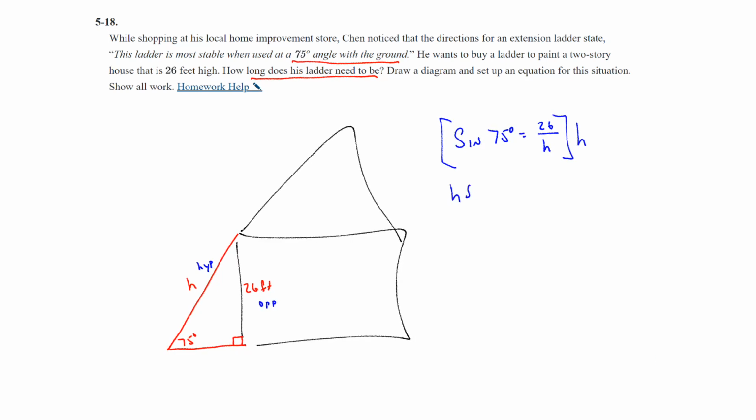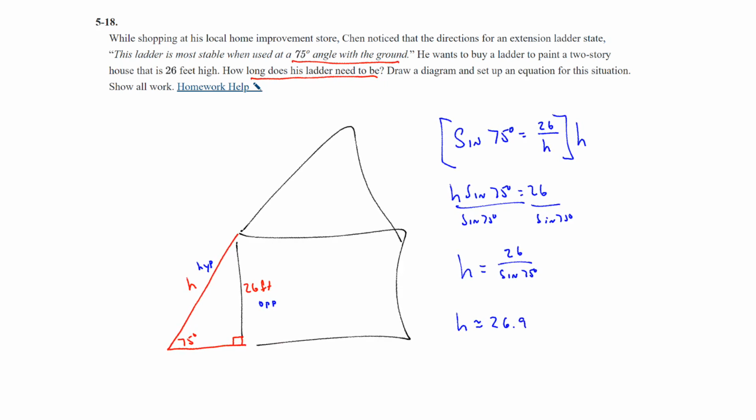We'll multiply by h first. That doesn't solve the equation because it just gets the h out of the denominator. We're not done yet. We need to divide both sides by sine of 75 degrees. So the exact answer is 26 divided by sine of 75 degrees, and then we can plug that in our calculator to get an approximation. And so the approximation is 26.92 if we round it to the nearest hundredths.